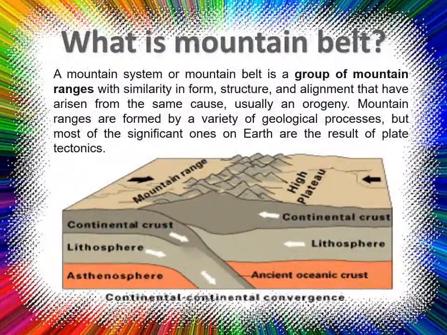A mountain system or mountain belt is a group of mountain ranges with similarity in form, structure, and alignment that have arisen from the same cause, usually an origin. Mountain ranges are formed by a variety of geological processes, but most of the significant ones on Earth are the result of plate tectonics.